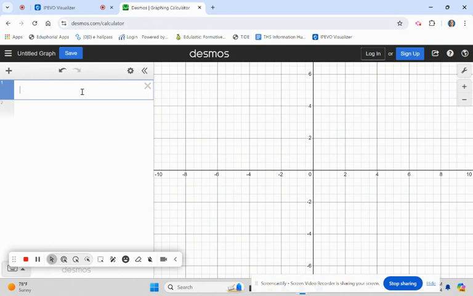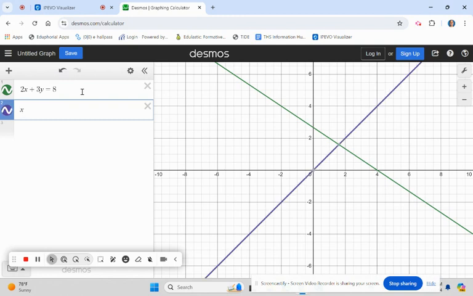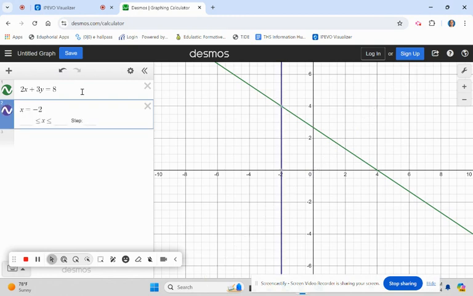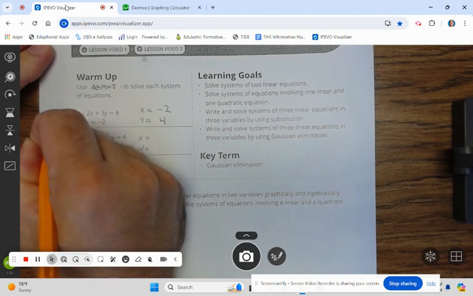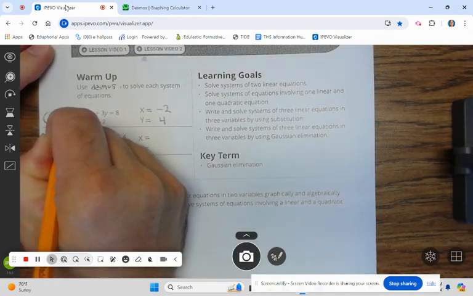And we're going to type in 2x plus 3y equals 8. And then we're going to type x equals -2. And the point of intersection is the solution, so we're going to click there. So the answer is x equals -2 and y equals 4. Which can be also written as the point -2, 4.